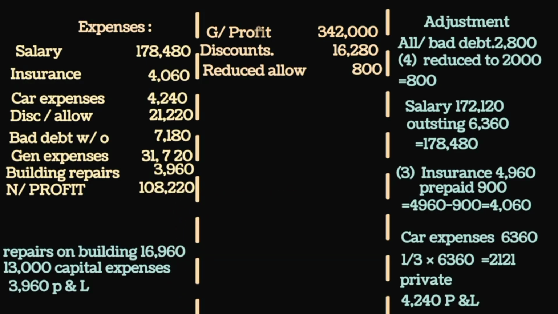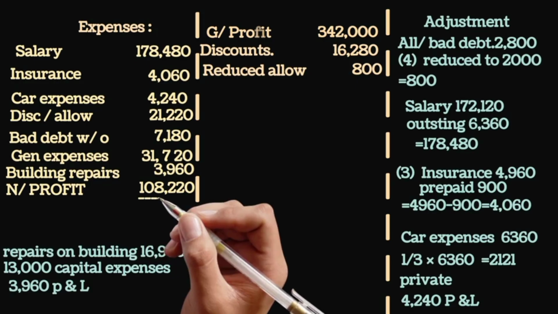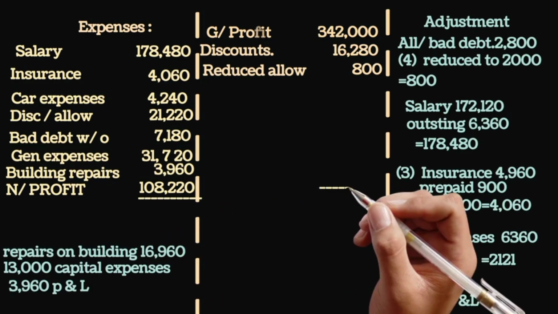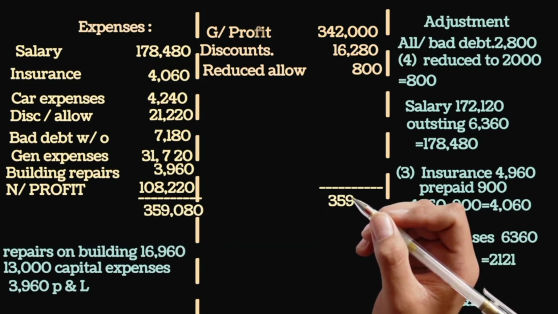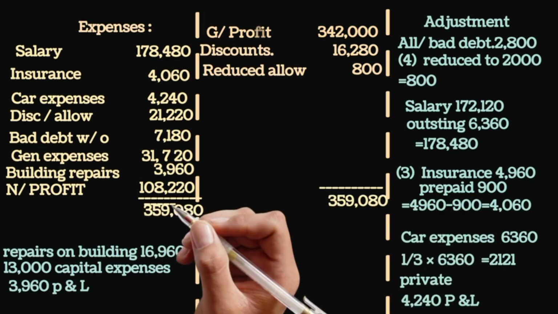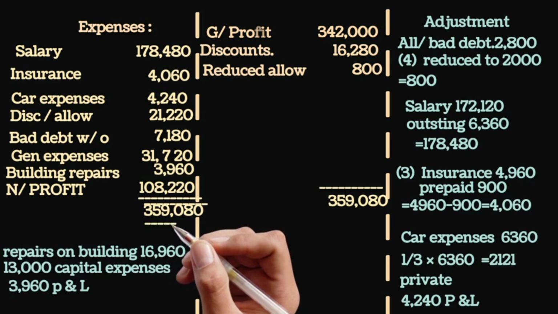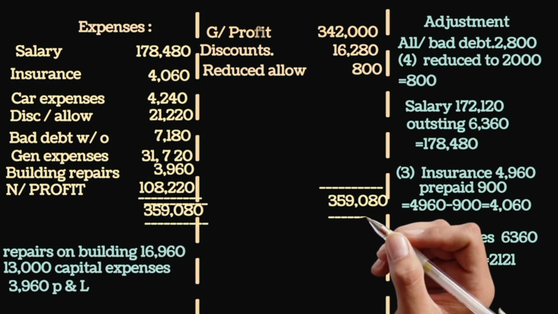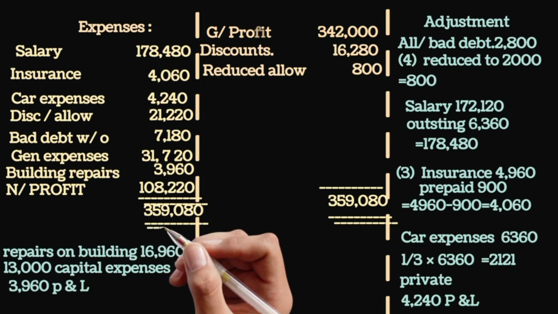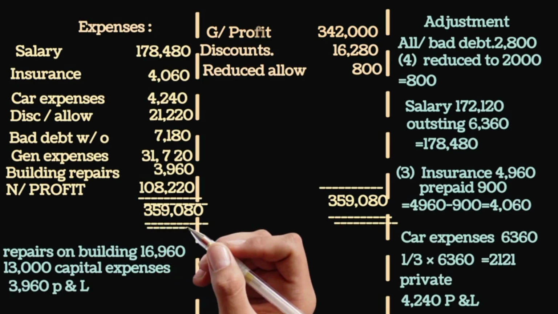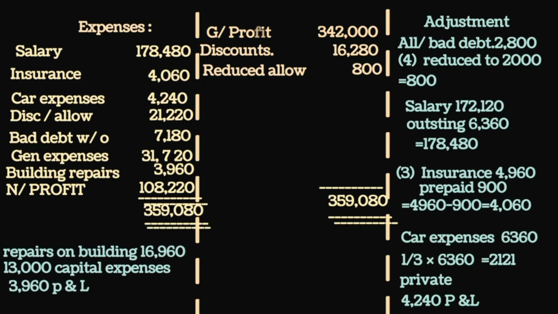Thereafter, we cast and get our net profit by taking the total of the debit side and removing it from the total of the credit side, and our net profit becomes 108,220. Then we try to balance off, and we get 359,080.